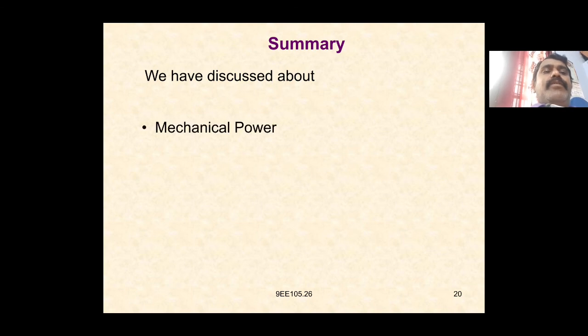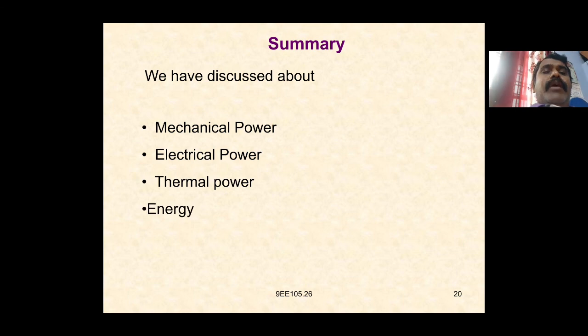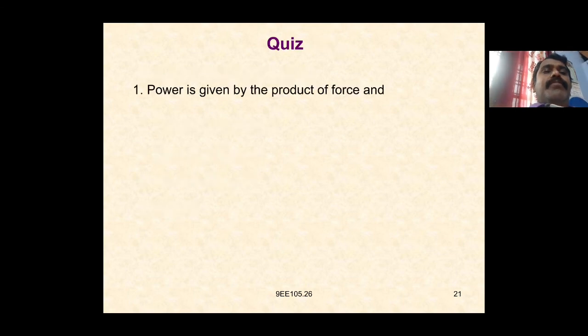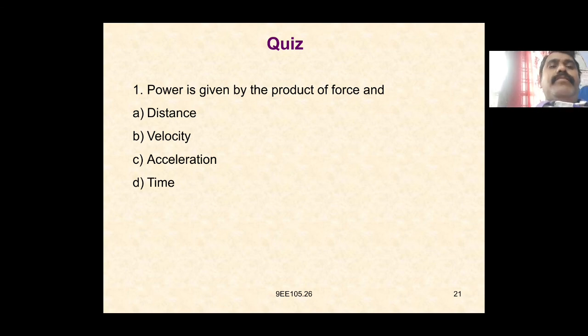So we have discussed mechanical power, electrical power, thermal power and energy. The power is given by the product of the force and acceleration and time. Force into distance.